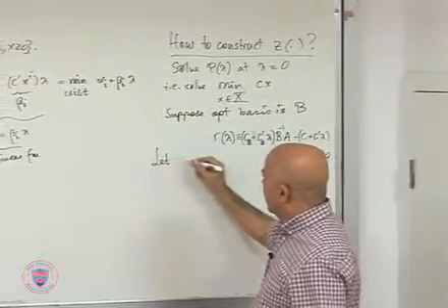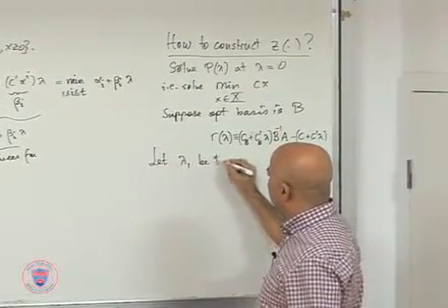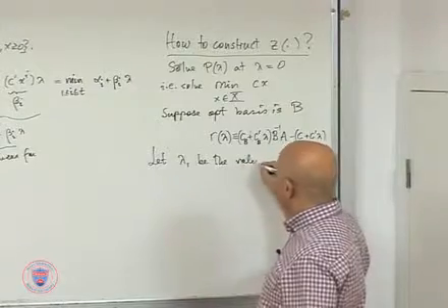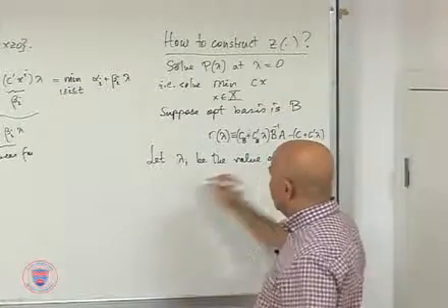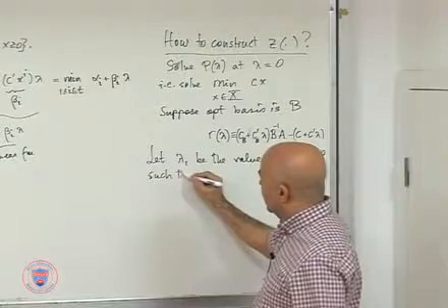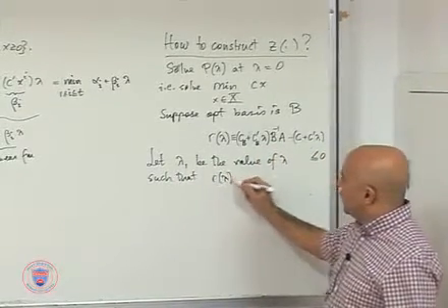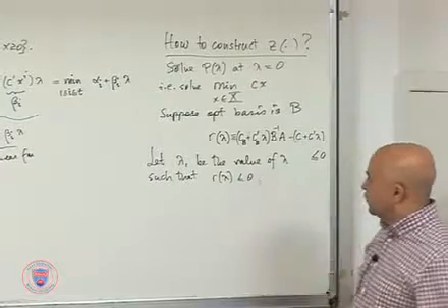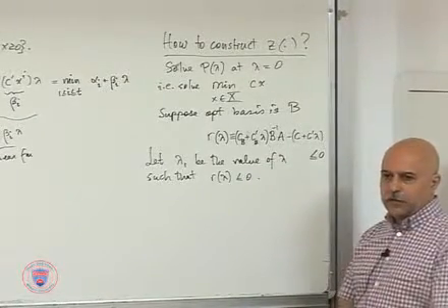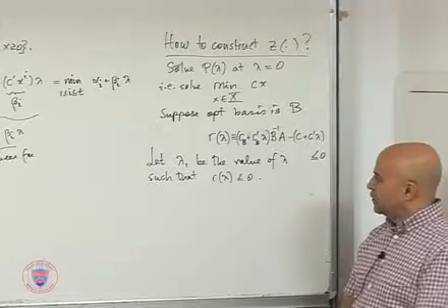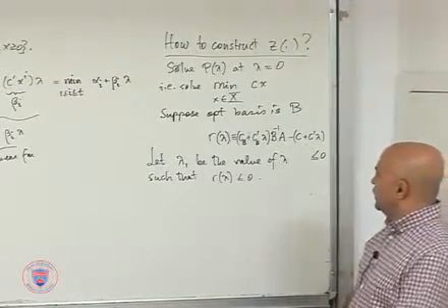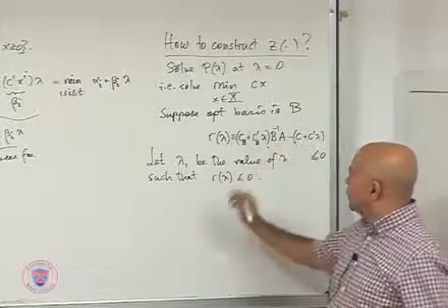So let lambda 1 be the value of lambda such that R of lambda stays less than or equal to 0. Okay, the first switch point. How do I compute that? Well, it's really simple. You just compute this stuff.